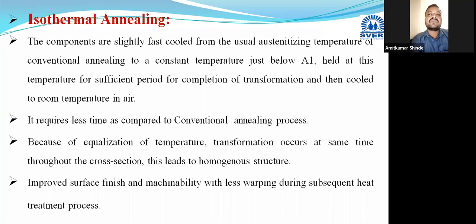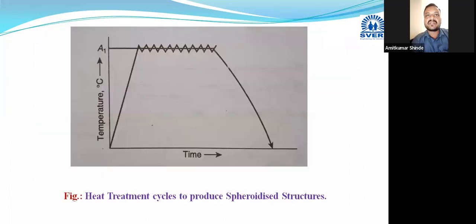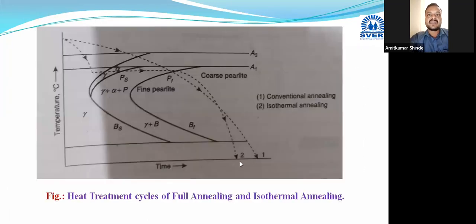And because here we have provided some constant holding time below A1 temperature, the transformation occurs at constant temperature. It is isothermal transformation, hence a homogeneous structure will be obtained. As the homogeneous structure is there, the machinability will be more and the surface finish is also better. How this is conducted will get clear.